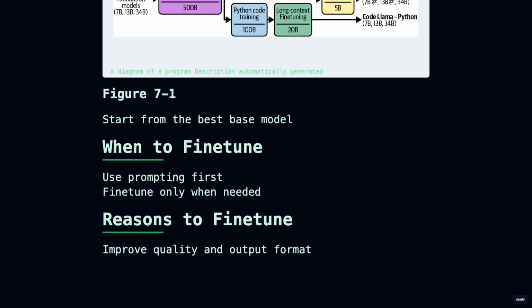Fine-tuning can improve both general performance and task-specific behavior. It is also a common way to make a model reliably produce structured outputs like JSON or YAML.